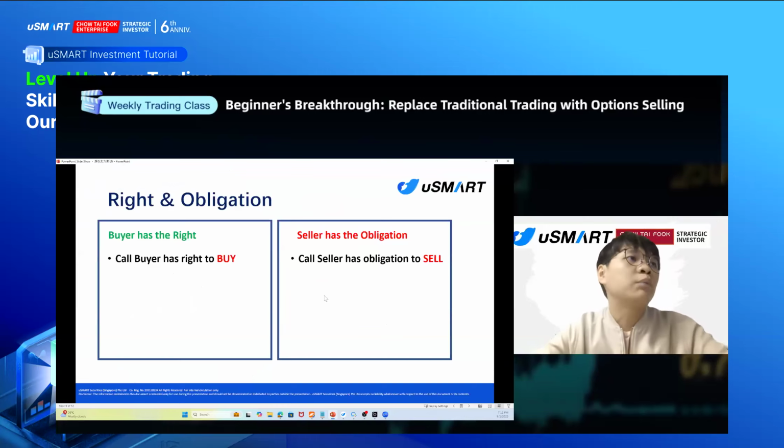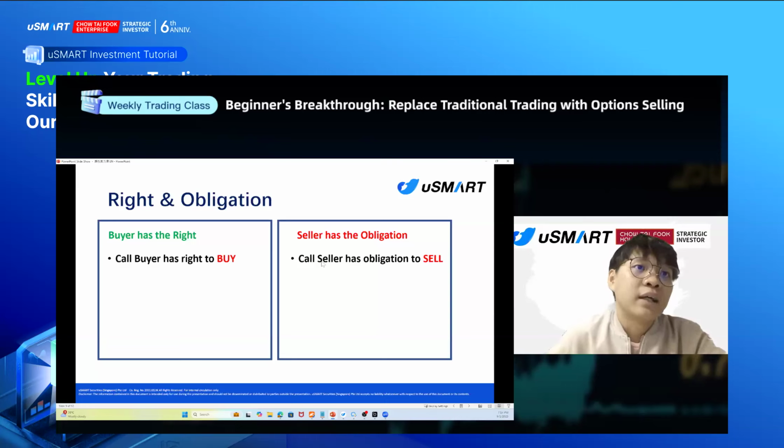So here comes the rights and the obligations. Do bear with us, because when it comes to explanation, it will be very lengthy. But believe me, in the second part of the session, we are going to talk about the practical way to utilize it, and then hopefully make you the next Warren Buffett. Or you can just make a consistent gain from the market instead. So you as the buyer, actually the call buyer, has the right to buy, and the call seller has the obligation to sell.